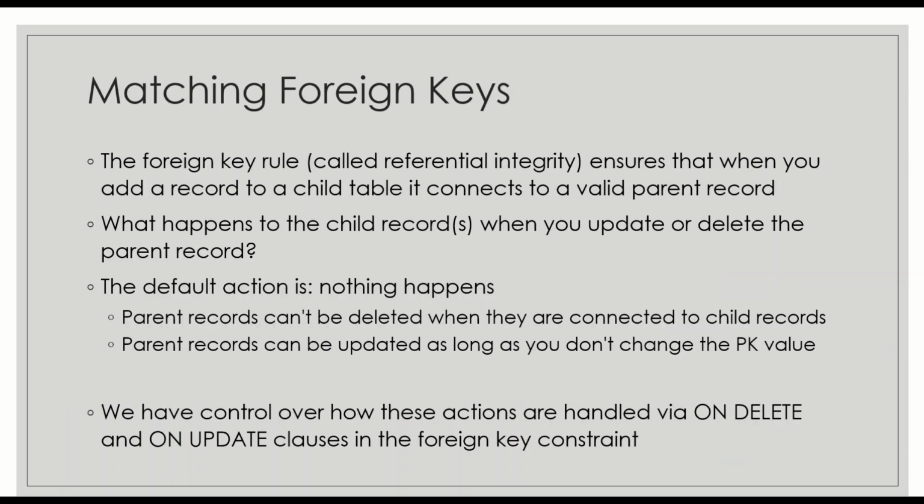Let's move on to looking at foreign keys. The foreign key rule, often called referential integrity, ensures that when you add a record to a child table, it connects to a valid parent record. So you can't have a child table referencing something in another table unless that something actually exists in the table. So we have to determine then, how are we going to create child records and make sure that they relate to something in the parent?